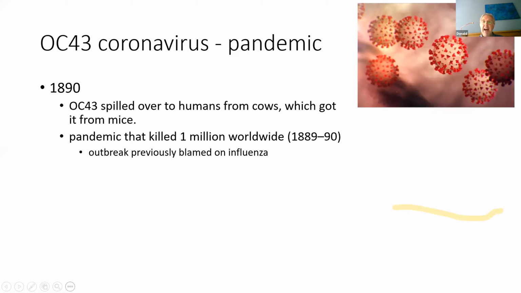1890 it was found, again a spillover from animals to humans. Cows to humans, cows got it from mice. It caused a major pandemic in 1890s. Killed 1 million people worldwide. Previously, it was thought to be flu, but some genetic analysis found there was actually this OC43 coronavirus. Today, circulates widely, doesn't cause us much problem, sniffly nose, feeling miserable for a couple of days. Is this the way that COVID-19 or SARS-2 is going to go? We don't know yet.